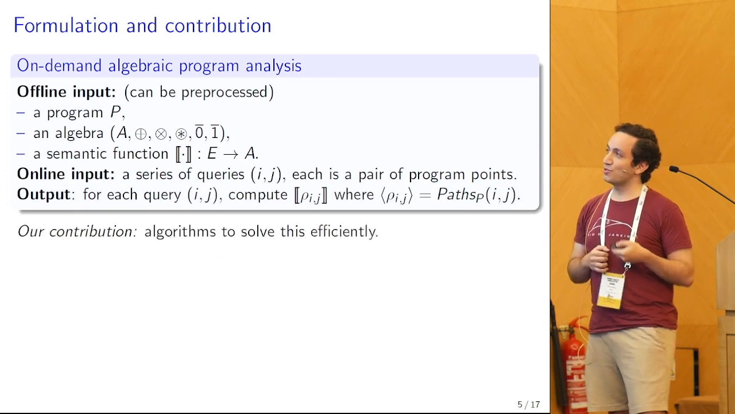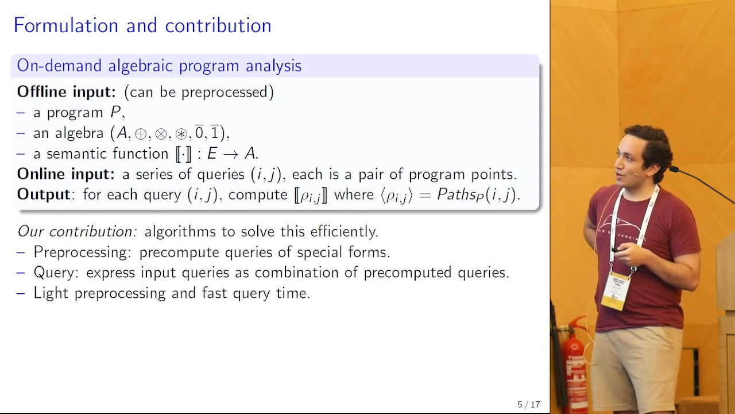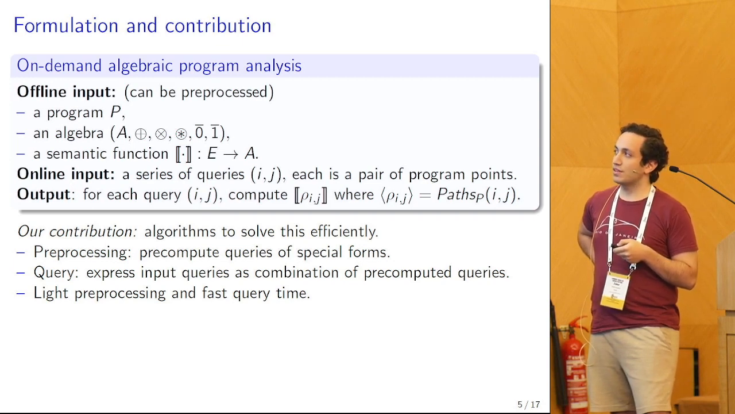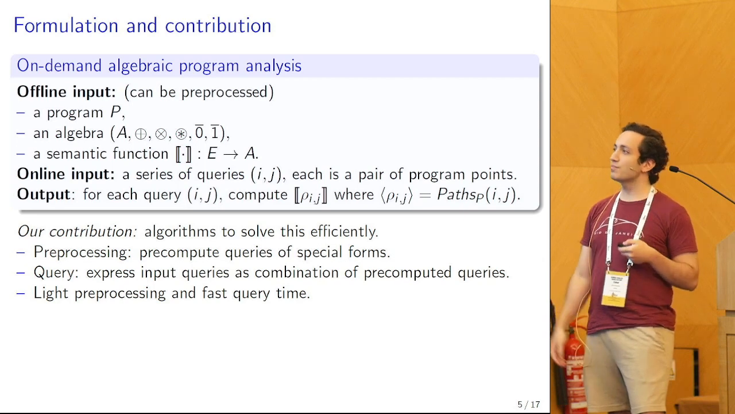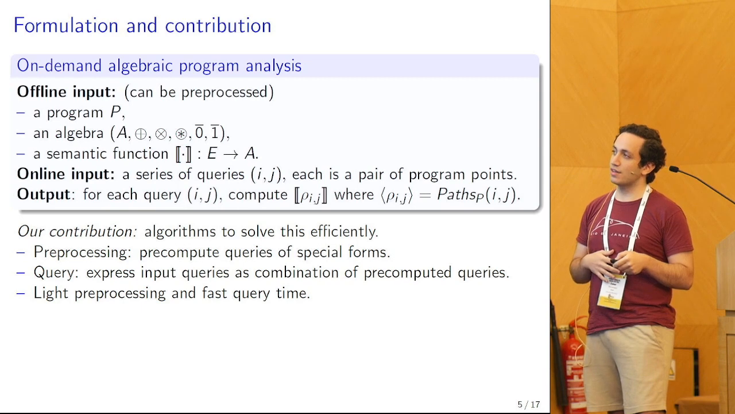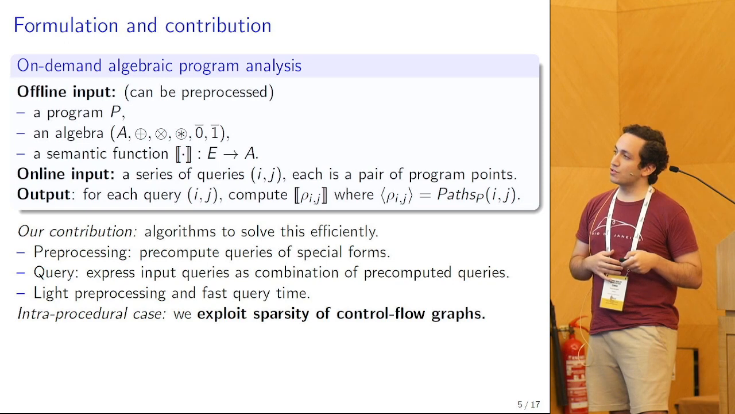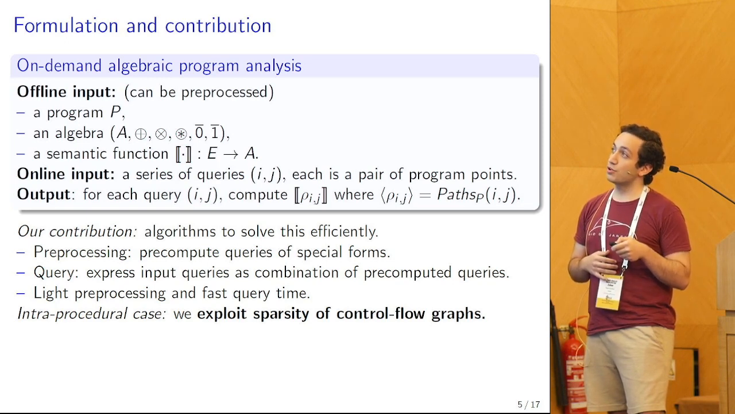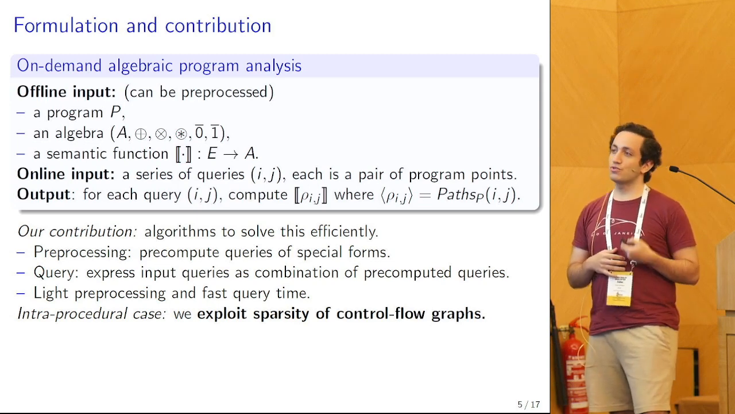And what we do in our paper is that we give algorithms to solve it efficiently. Our algorithms have a pre-processing phase where we pre-compute some of the queries that have a certain special form, and when we later receive a query online, we express it as a combination of the pre-computed queries. And our algorithms are efficient in the sense that both the pre-processing and the query time are fast. If we first consider the intraprocedural case, where the program corresponds to only a single function, in this case we exploit the sparsity of the control flow graph.